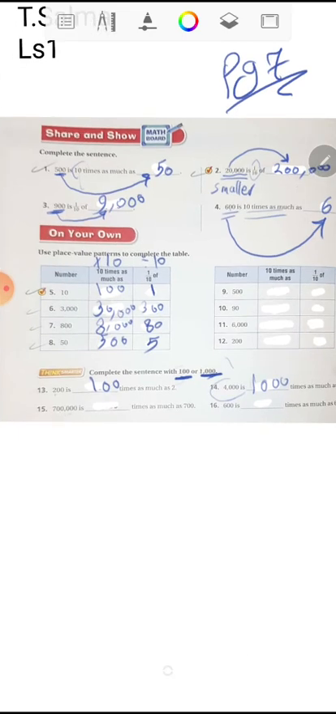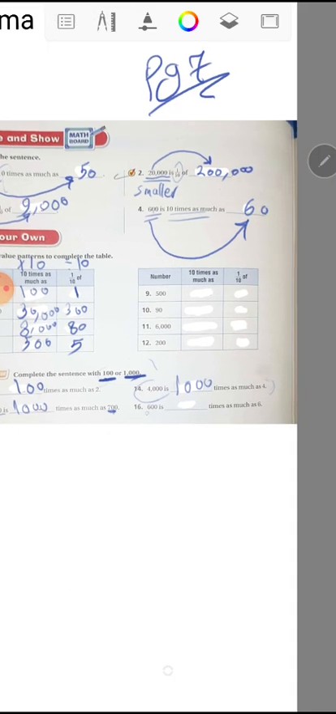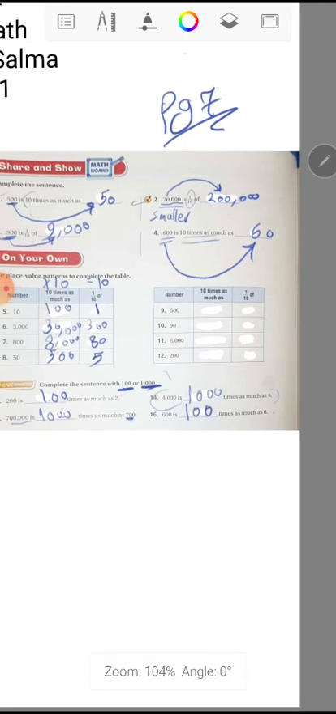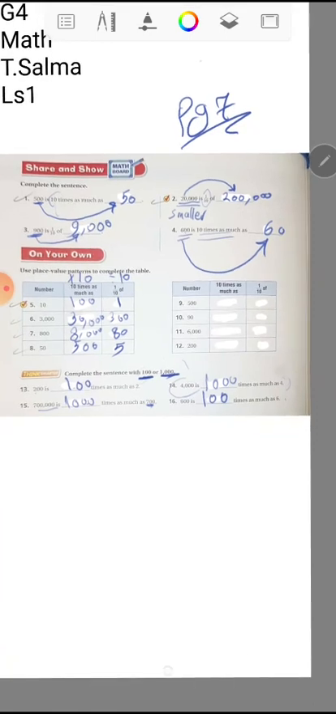Okay, now number 15. 700,000 is a missing number times as much as 700. So the difference between zeros, there are 2 zeros here, there are 5 zeros here. The difference between 5 and 2 is 3. 3 zeros means 1,000. Okay, now number 16. 600 is a missing number times as much as 6. Let's see the difference between zeros. It will be 2 zeros only. 2 zeros means 100. So this is how you will solve this exercise.